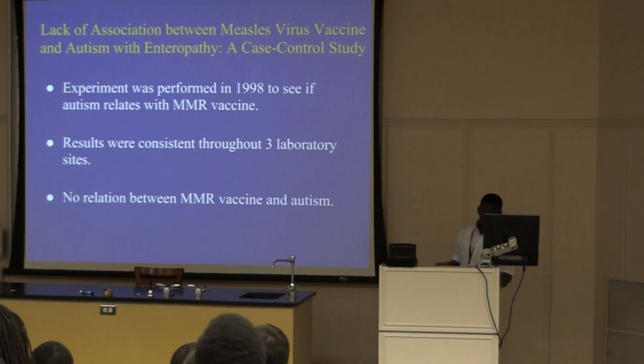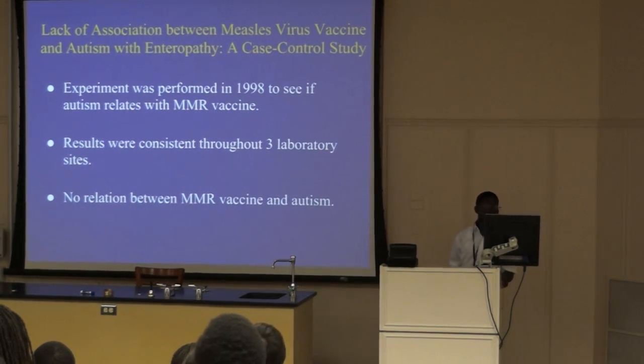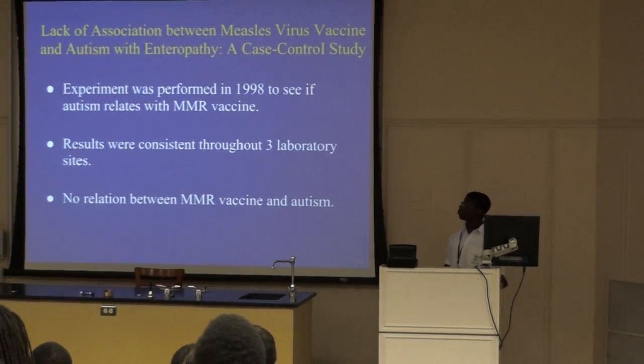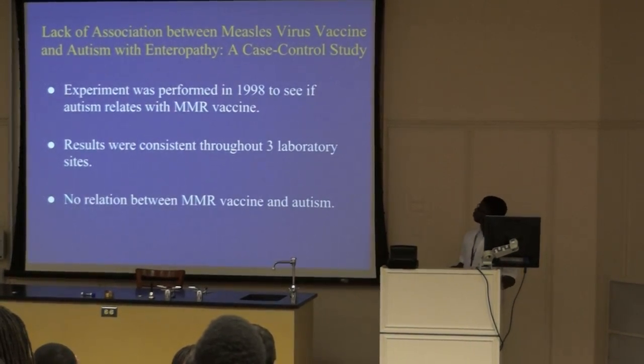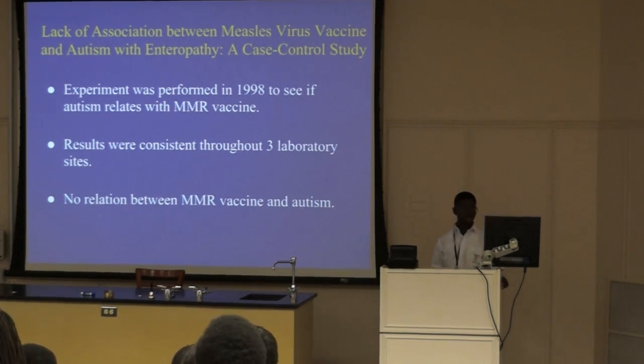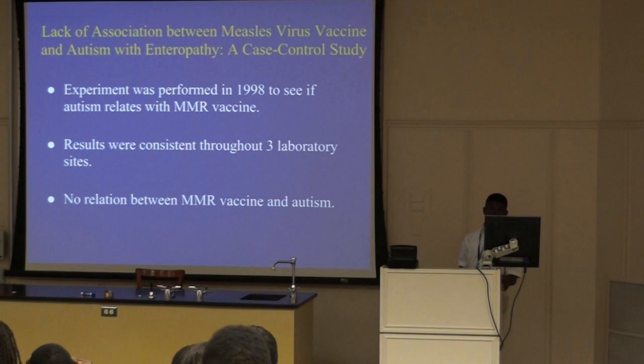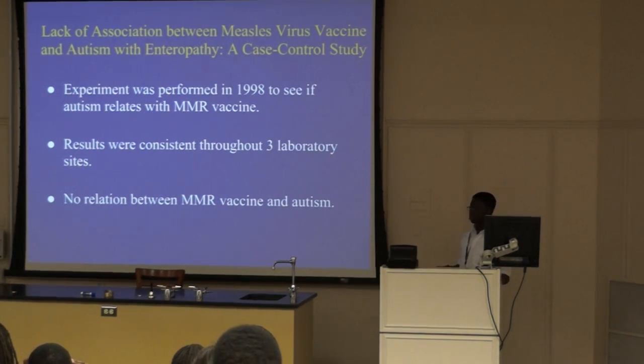This is an experiment: lack of association between measles virus vaccine, autism, and enteropathies, a case control study. This is an experiment performed to see if autism links to the MMR vaccine. The results were consistent throughout the laboratory sites, with the conclusion that there was no relation whatsoever between the MMR vaccine and autism.